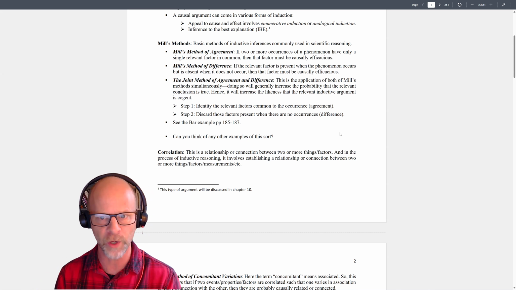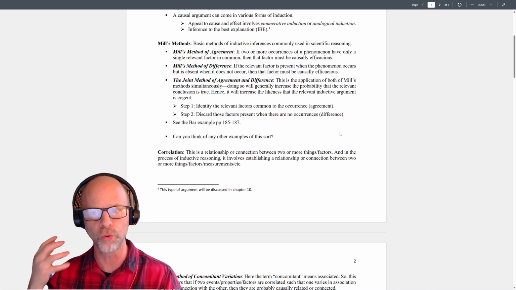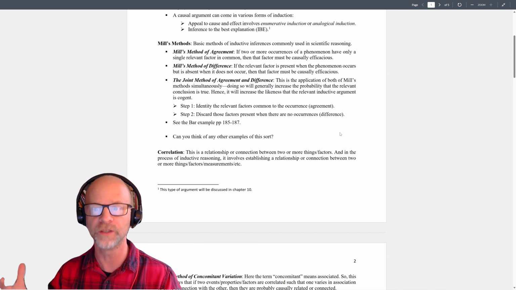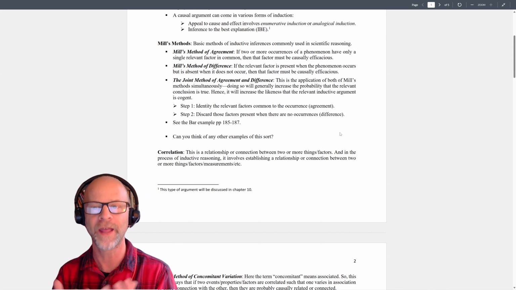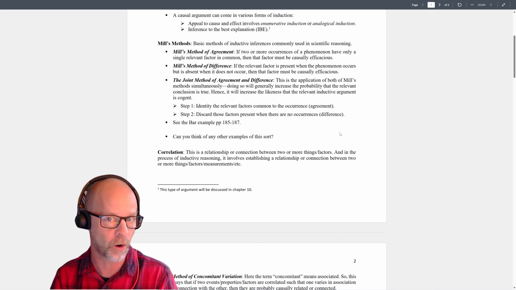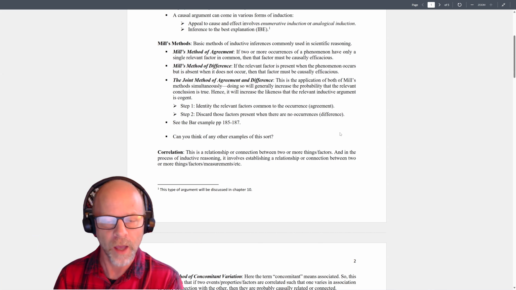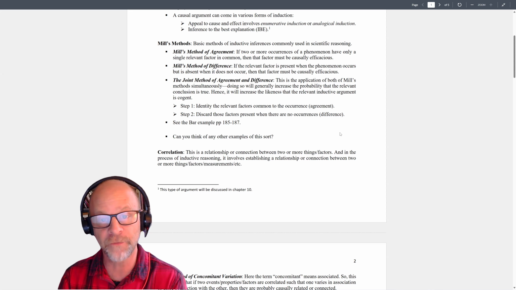So that's the method of agreement. When we have two or more occurrences of some phenomenon and they only have a single thing in common, well, then that single factor must be, in some regard, causally efficacious. But there's also Mill's method of difference.